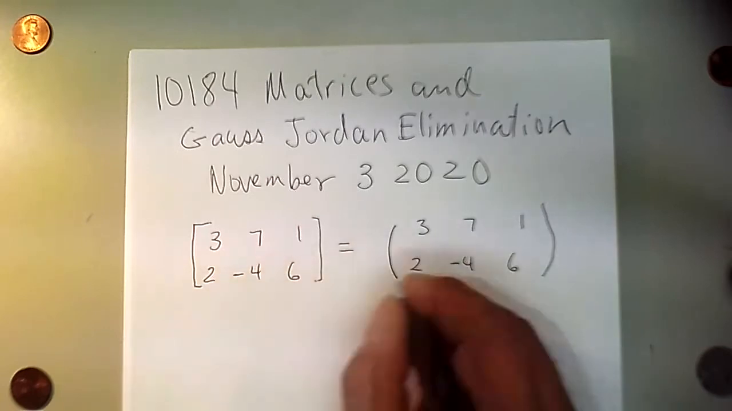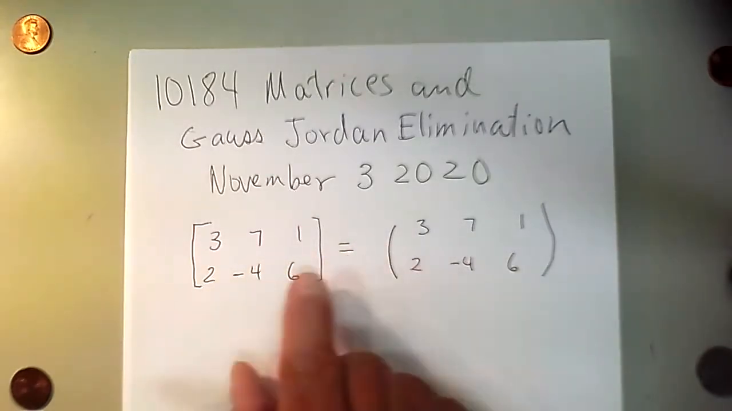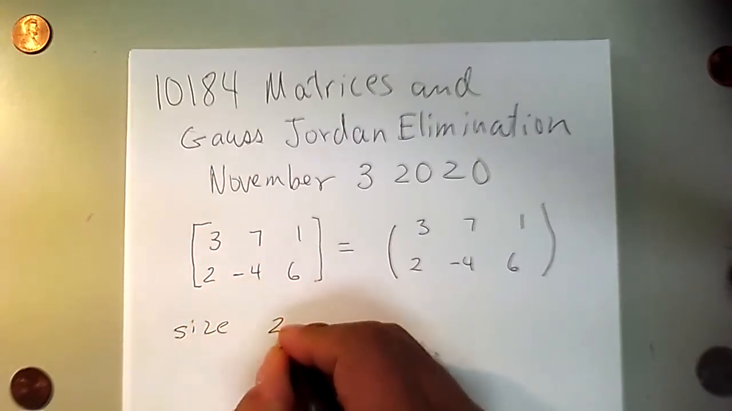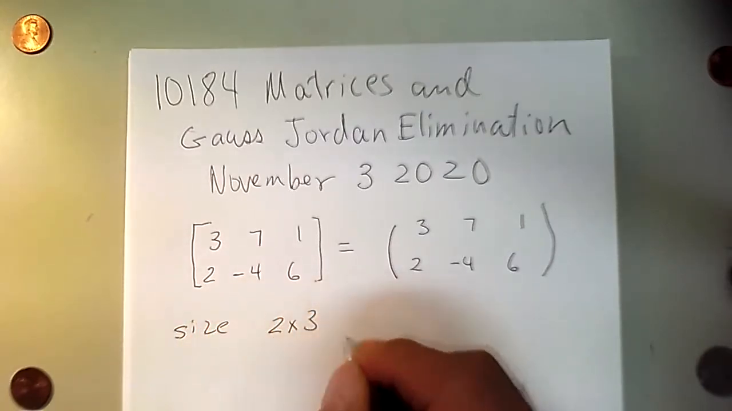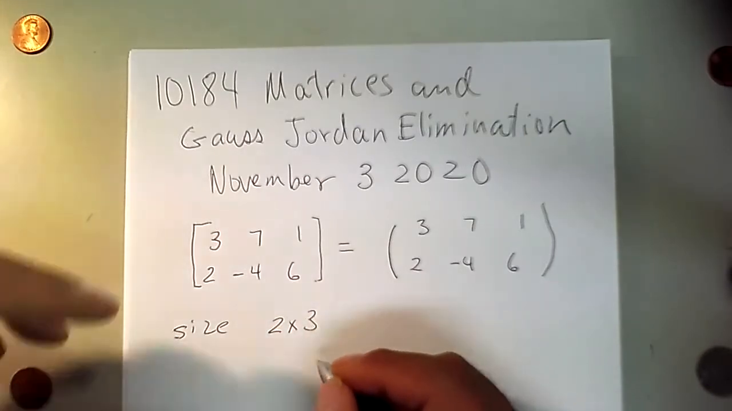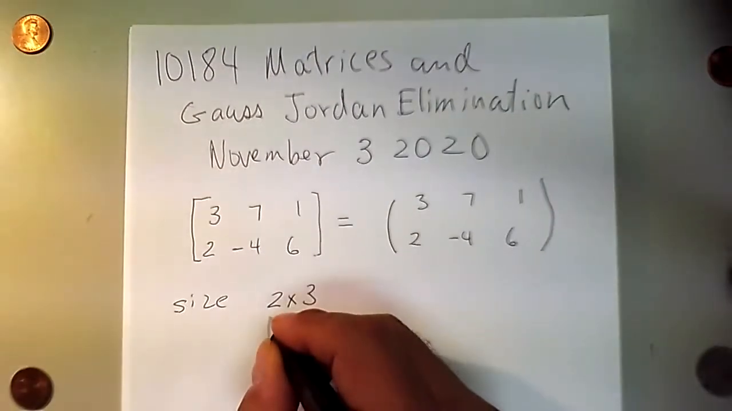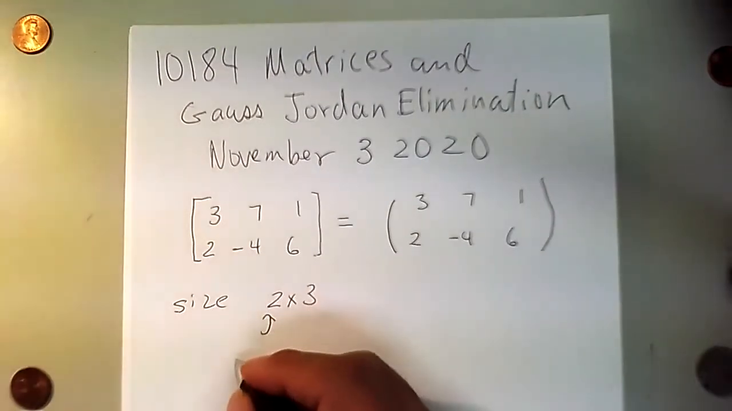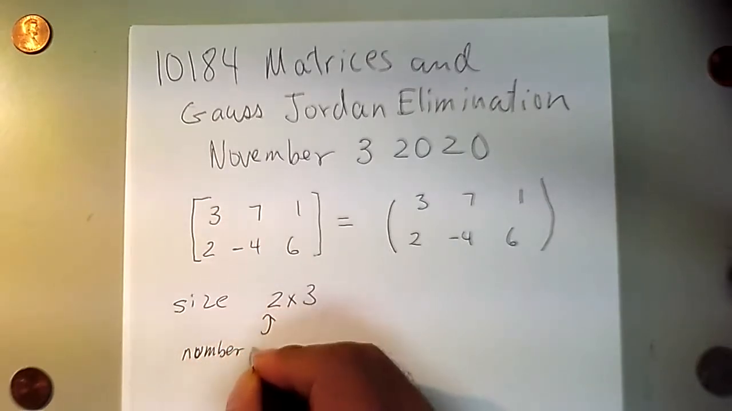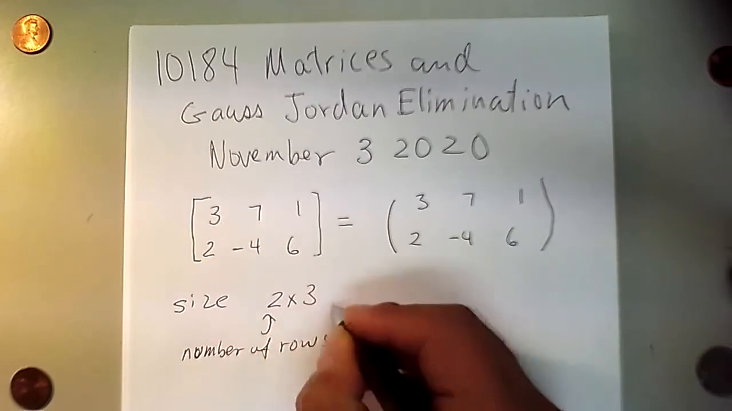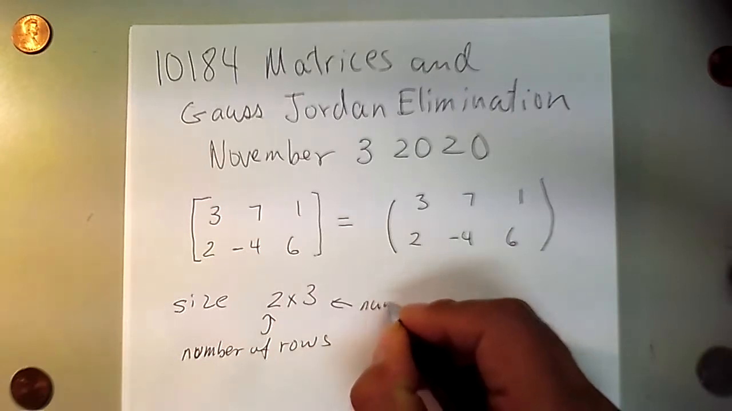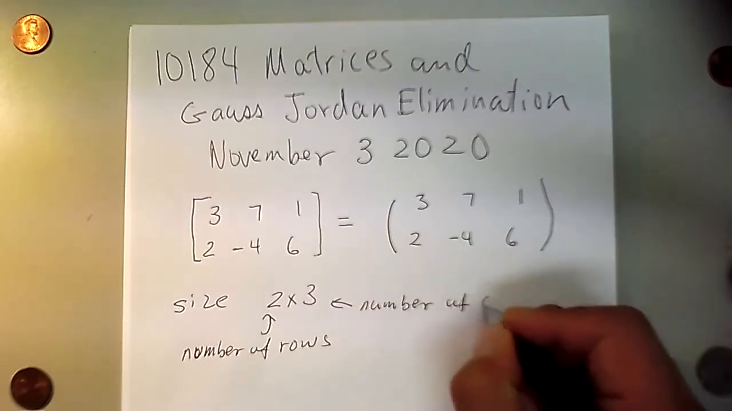So the size of this is the same matrix. That's why I put an equal in between. There is the same thing. And the size is 2 by 3, not 3 by 2. Again, the first number always indicates the number of rows, while the second number always indicates the number of columns.